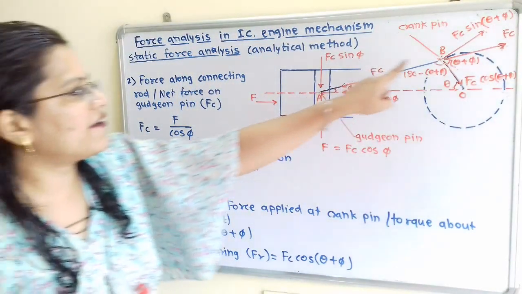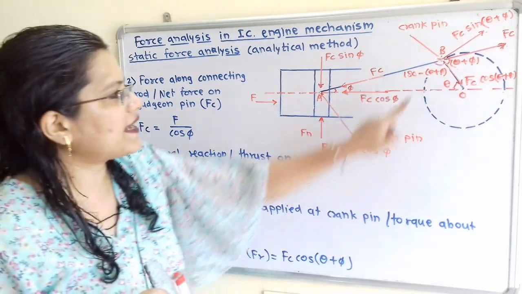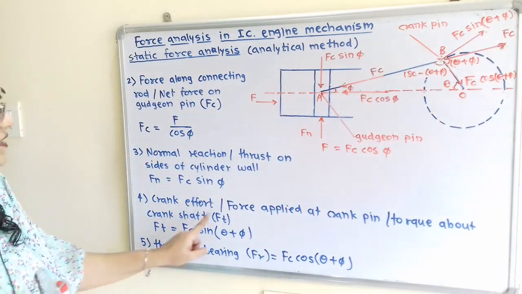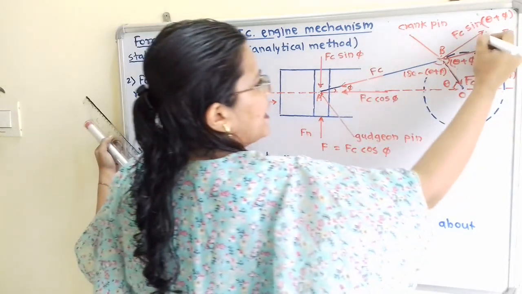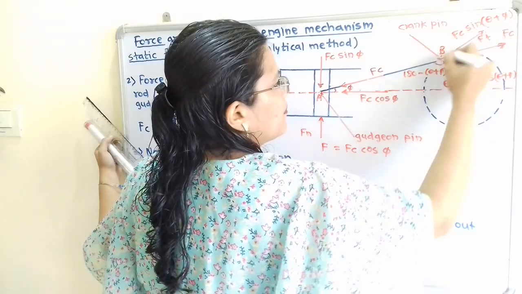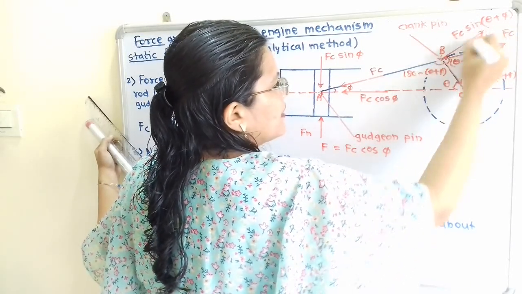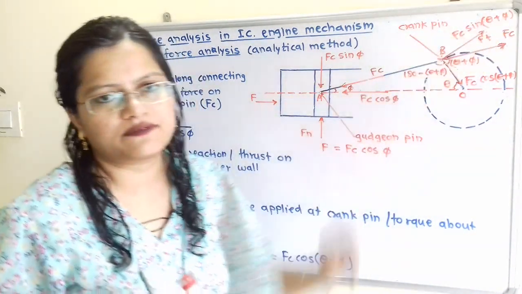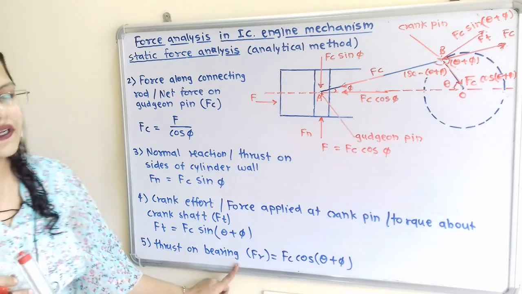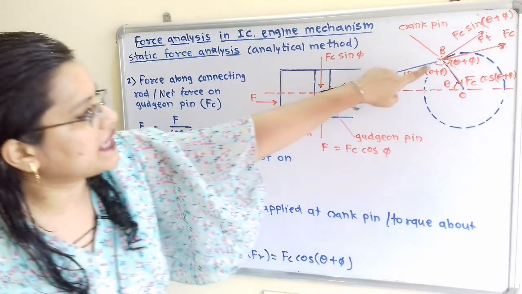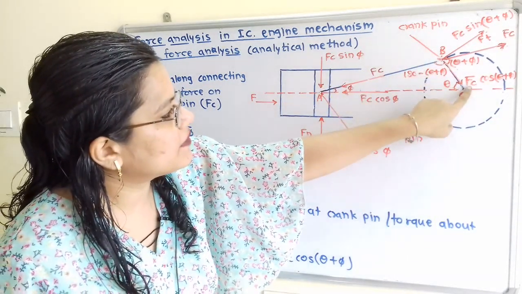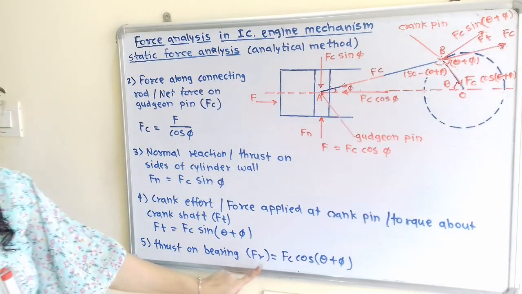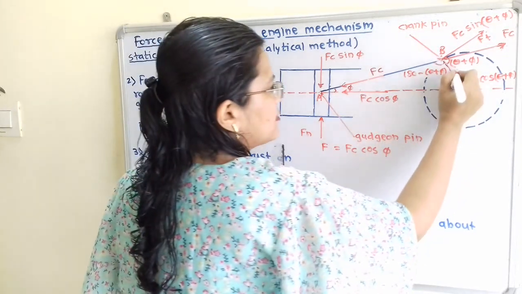Now crank effort, that is the force applied at the crank pin, or we can say torque about this crankshaft, that is known as Ft, and this Ft is nothing but this component, that is the component at this point B. So it is Fc sin of theta plus phi. Now thrust on bearing. So thrust on bearing is the second component and it is equal to Fc cos of theta plus phi. And the notation is Fr. So I will write here this as Fr.